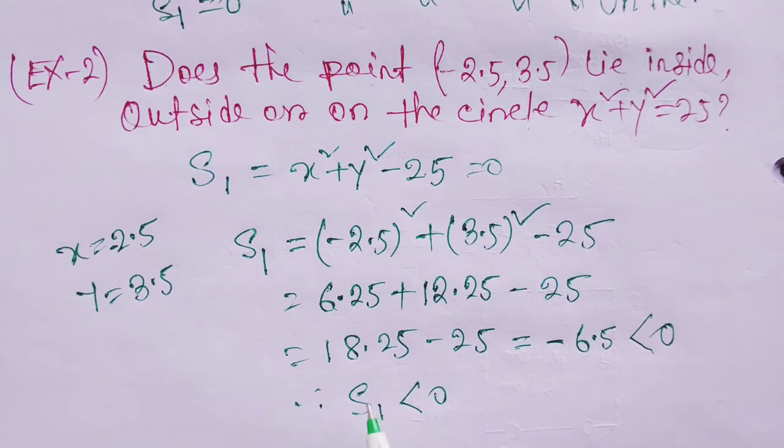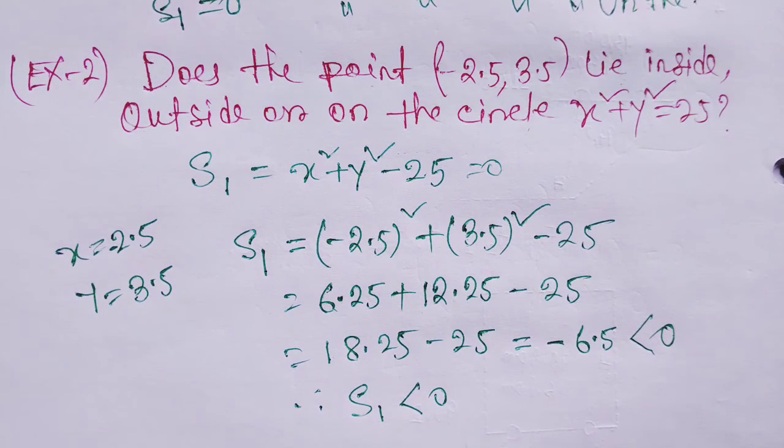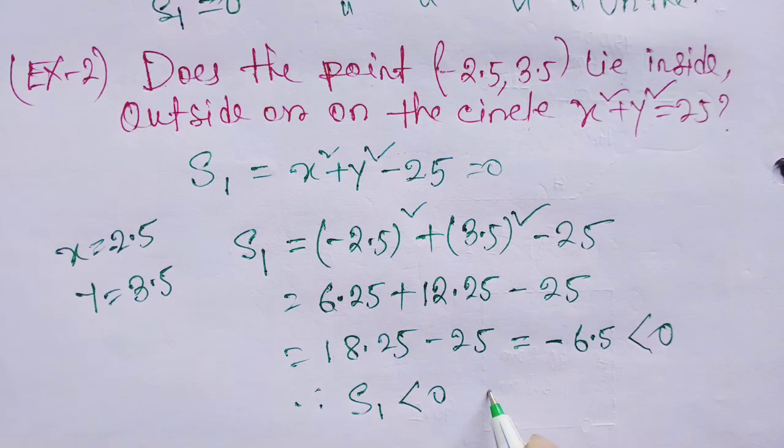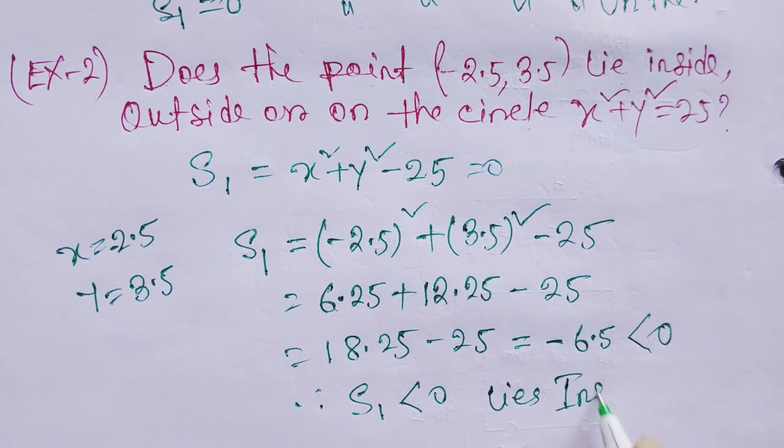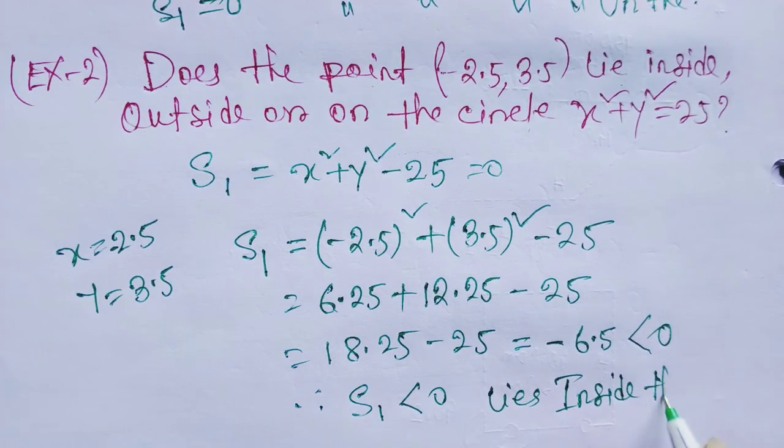So S1 is less than 0. Now tell me what is the condition? If S1 is less than 0, then the given point lies inside the circle.